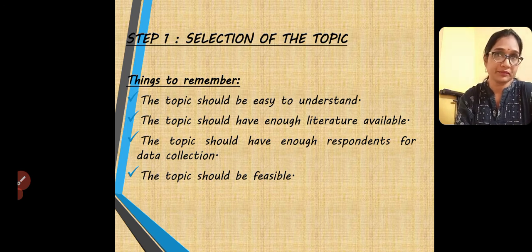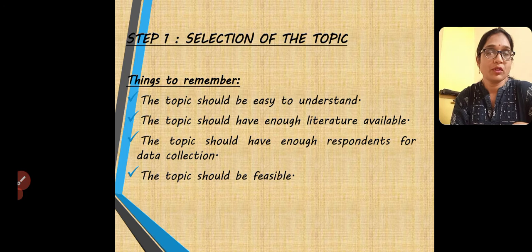Then the second thing that you should see is that the research topic should have enough literature available. That is, when you go for a literature review, or when you want to write a chapter on introduction, you should have enough reference materials.